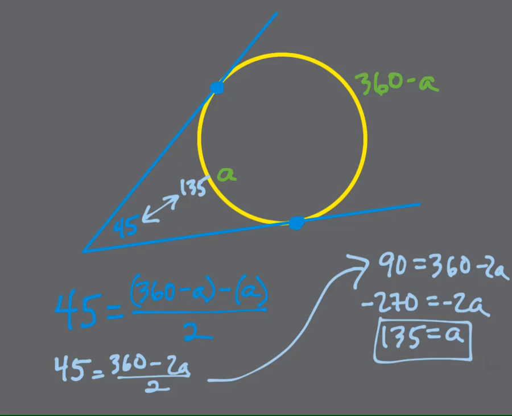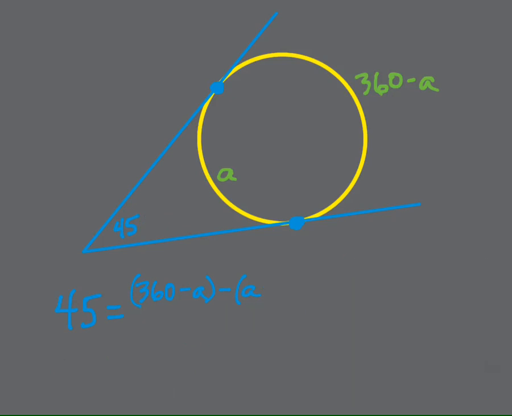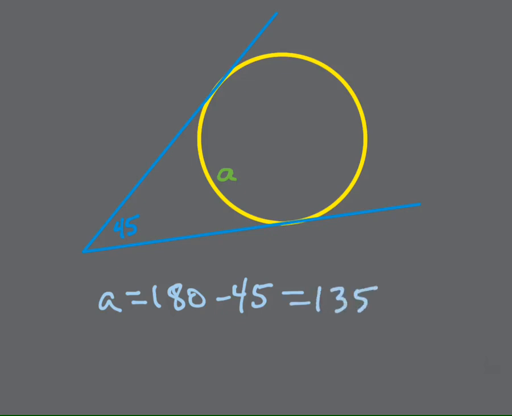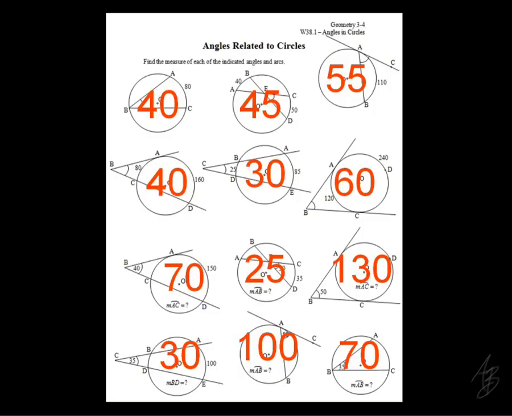Does that make sense? So what we could have done in this problem, going all the way back to the beginning, right here, we could have said A equals 180 minus 45, and that equals 135, and we're done. It's a little bit less work, isn't it? I think it's less work. All right. I'll put that back up there later.